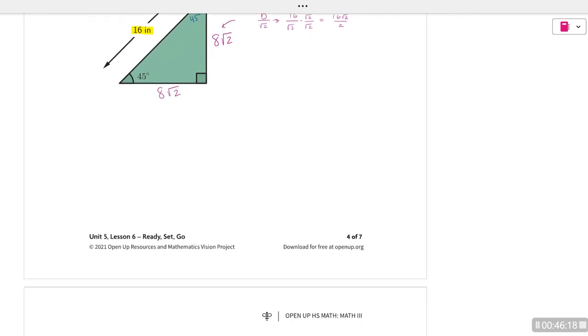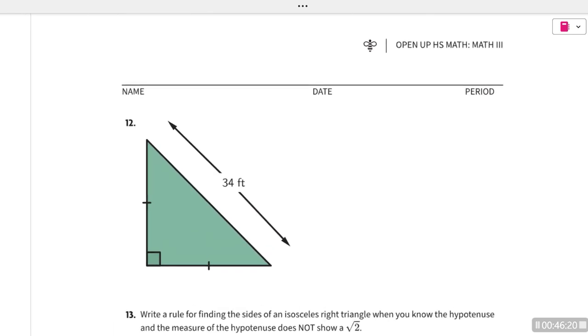Okay, let's go to problem 12. We see that our two side lengths are the same and that this is 90, which means it's a 45, 45, 90 triangle. So again, if b is 34, then these side lengths are 34 divided by square root 2. I want to rationalize, so I multiply by square root 2 over 2, which gives me 34 square root 2 over 2, or 17 square root 2.